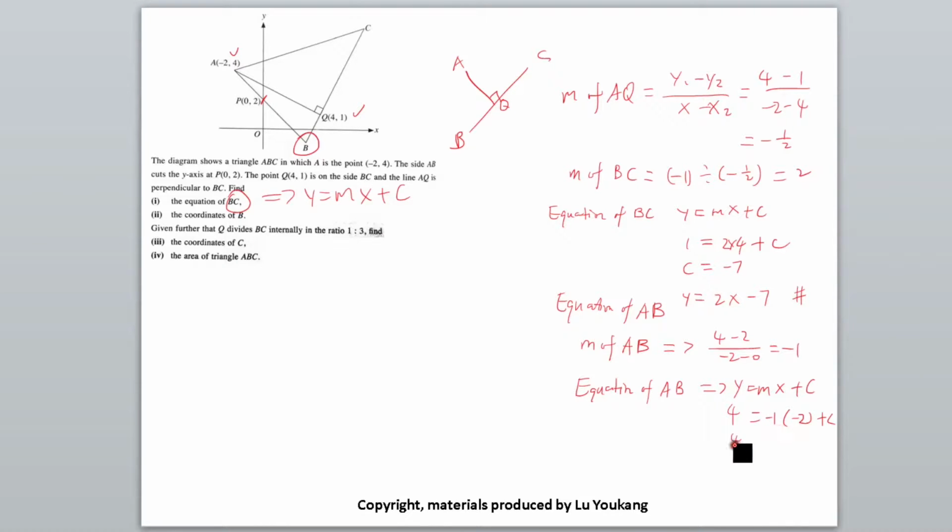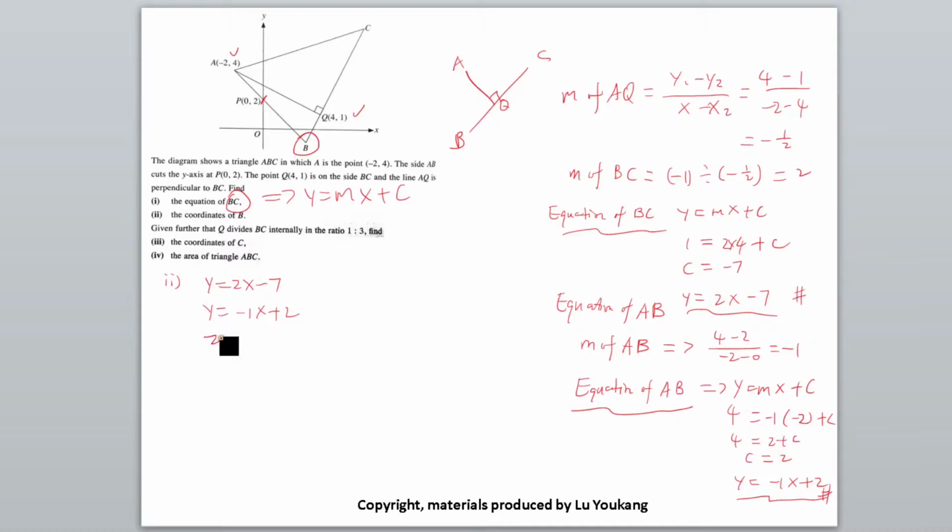Once you sub it in, 4 equals minus 1 times minus 2 plus c, your c equals 2. Therefore the equation of AB is y equals minus x plus 2. Now we have the equation of AB, and we also have the equation of BC. In order to find the intersection point, we just need to solve these two equations. These two equations will form a simultaneous equation.